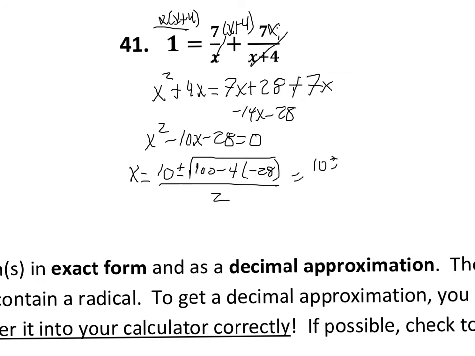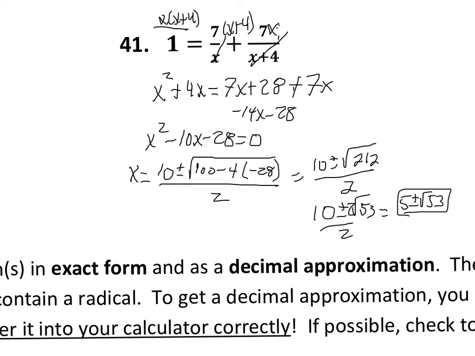Now we gotta break down 212. I'm thinking 4. 4 goes into 212, 53 times. So 4 times 53, and the square root of 4 is 2, so we get 10 plus or minus 2 root 53 all over 2. Cancel the 2 out, so we get 5 plus or minus root 53.